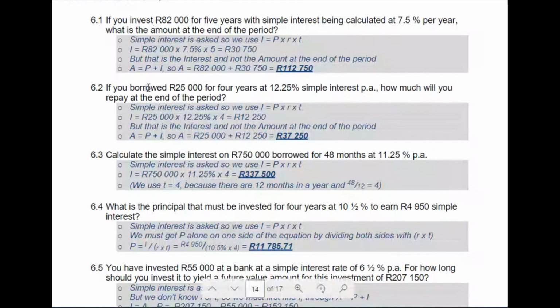It says if you borrowed 25,000 for 4 years at 12.25% simple interest, how much will you repay at the end of the period? Once again, simple interest is asked. We write down the formula, we replace the values, we get to the total. But once again, that is the interest and not the amount at the end of the period. So we take the principal that was given, we add to that the interest that we've just calculated, and we get to the amount at the end of the period.